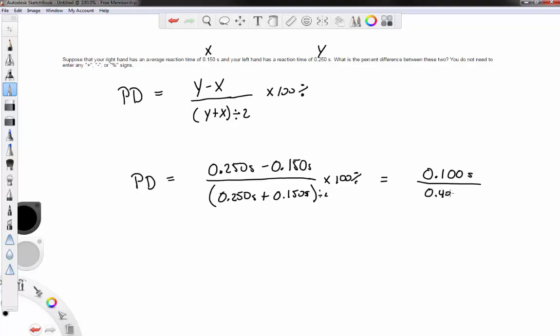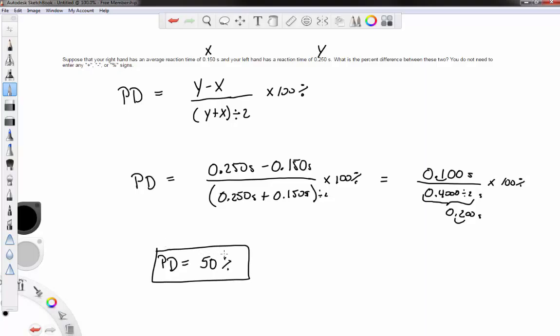So we have 0.4000 divided by 2. And that's times 100%. So 0.4000 divided by 2 would be 0.200 seconds. 0.1 over 0.2 is the same thing if we were to move the decimal place over by 1 as 1 over 2. So that would be 0.5. So the percent difference is 0.5 times 100%. That is 50%.